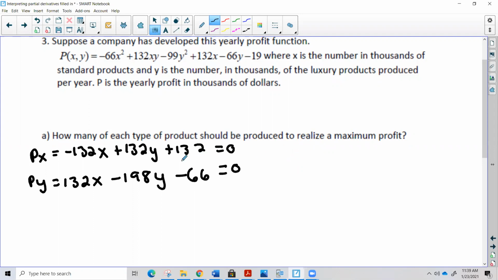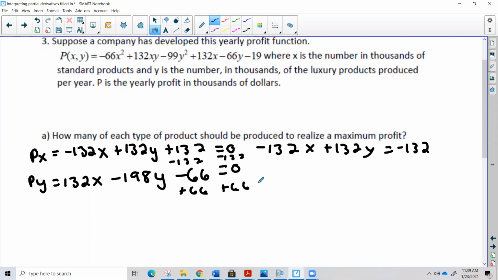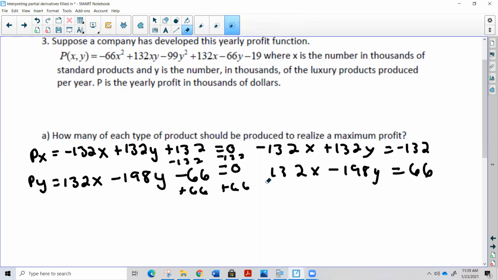So what I'm going to do is move the constant at the end to the other side by either adding or subtracting it. Here I would subtract 132, and 0 minus 132 is negative 132. And here I would add 66, and 0 plus 66 is 66.